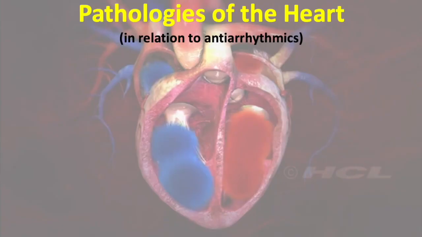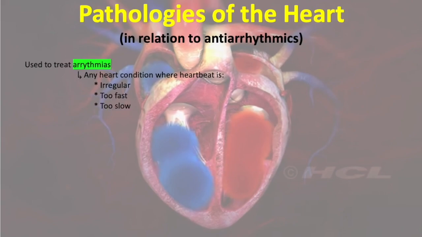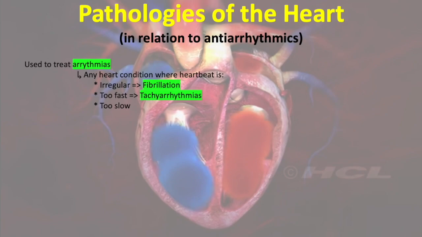As suggested by the name, antiarrhythmics are used to treat arrhythmia, which is the broad group of conditions associated with a heartbeat that is irregular, too fast, or too slow. Fibrillation refers to arrhythmias where heartbeat is irregular. Tachyarrhythmias refer to arrhythmias where heartbeat is too fast, which is clinically defined as more than 100 beats per minute.